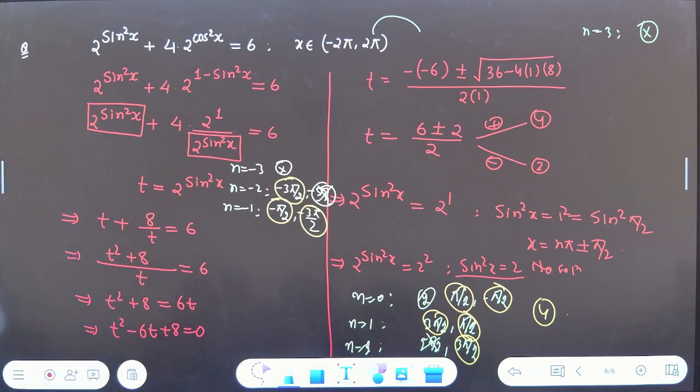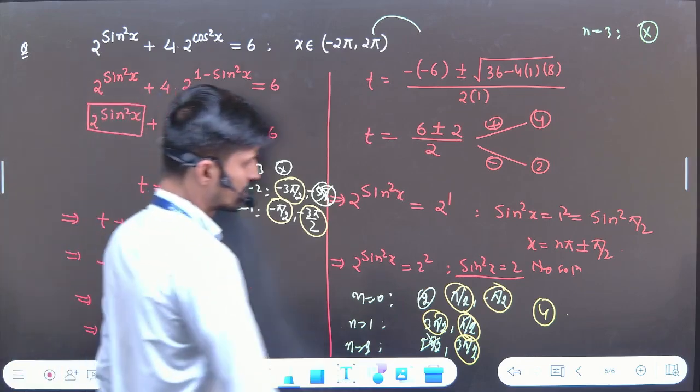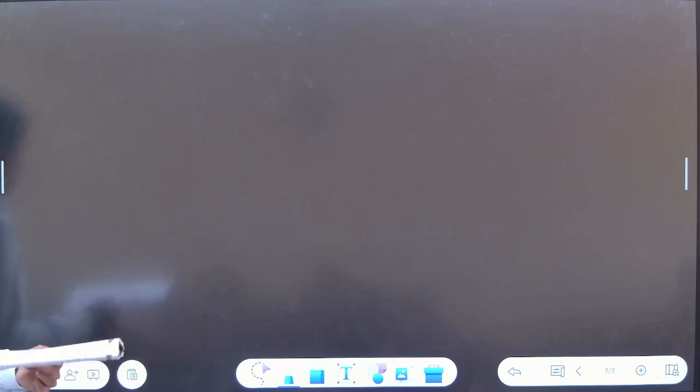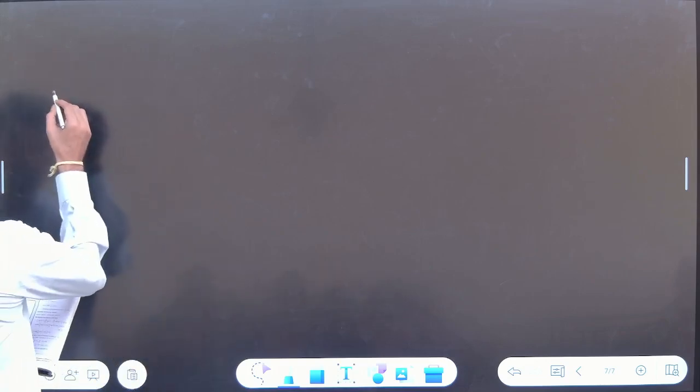Write down the next question, the last question from this topic. Solve the equation. Everyone close your module. You have already seen the solution, no? You haven't seen it, no? Very good. Solve the equation.